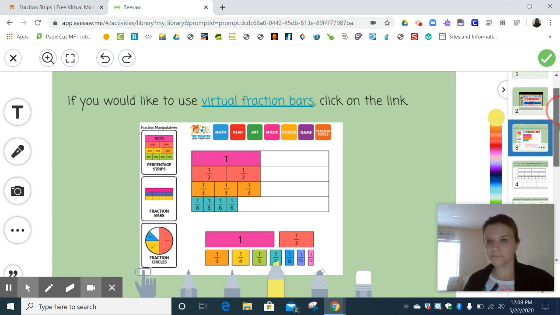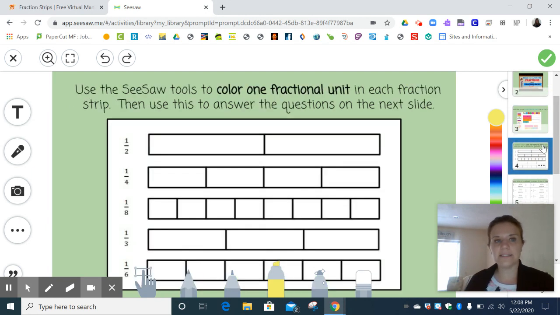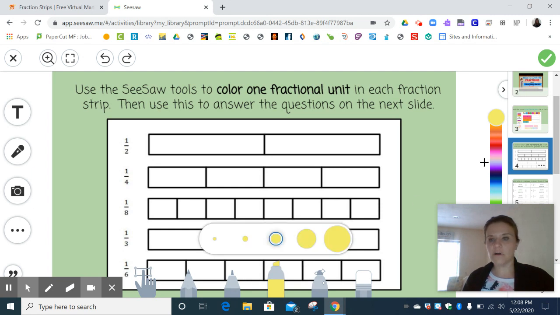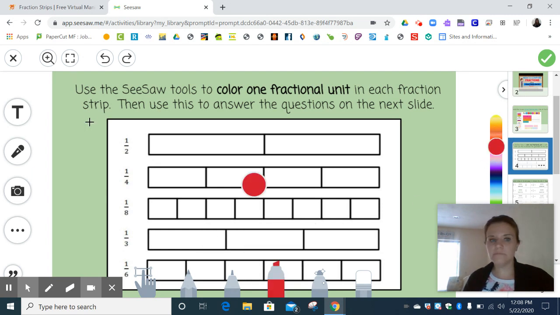All right. So we're going to take a look at the next slide. This slide is what we are going to use today to compare fractions on the upcoming slides. So the first job says, use the Seesaw tools to color one fractional unit in each fraction strip. Then you can use this to answer the questions on the next slide. So if you are working on this, your first job is to just color in one unit of each of these fractions. So I'm going to take my marker tool. I'm going to pick a color. And I'm going to color in one. So I'm coloring in 1/2.